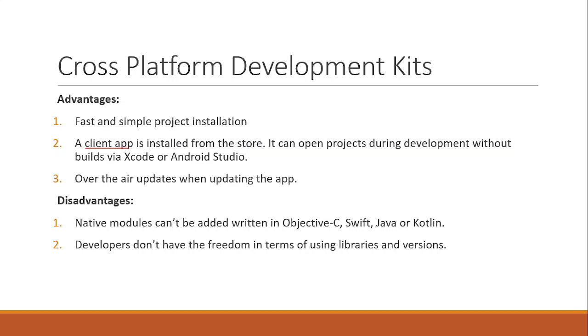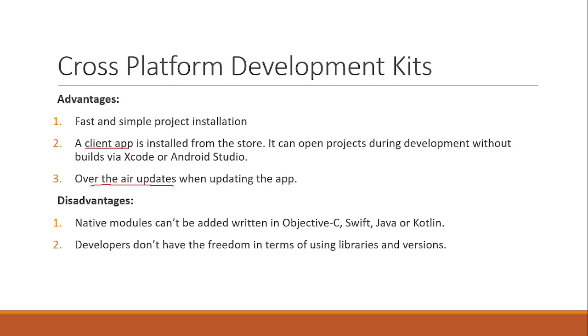And then over the air updates when updating the app. So when we say over the air, the updates no longer go through the App Store or the Google Play Store. Usually when developers update their applications, your smartphone gets notified, right? In your Google Play, it says that these applications need an update. So you download the update, then after that, you install it.